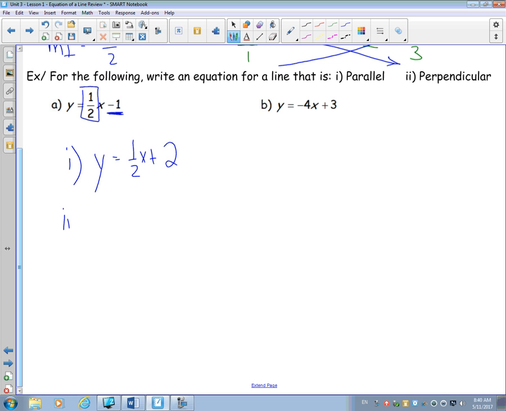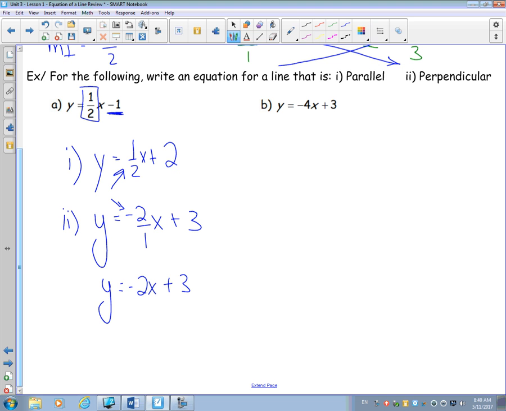If I want something that's perpendicular, I have to take my original slope and find its negative reciprocal. So I need to flip the 2 and the 1, put it the other way around. And because this was positive, I need to make mine negative. And again, I can pick any number for the y-intercept. That part doesn't matter. Now, we don't usually write -2 over 1. We usually just write -2x.